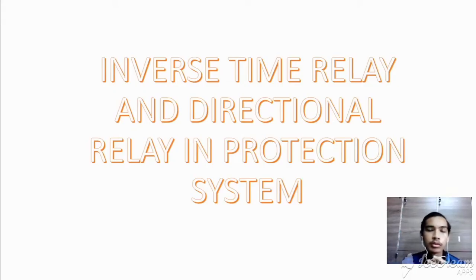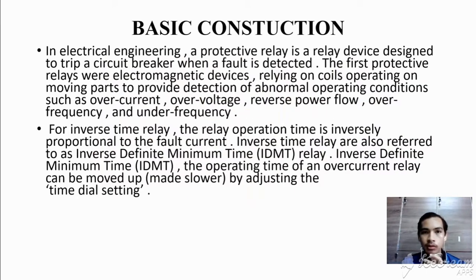Assalamualaikum warahmatullahi wabarakatuh. I will explain about inverse time relay and directional relay in protection system. First we look at the basic construction. In electrical engineering, a protective relay is a relay device designed to trip a circuit breaker when a fault is detected. The first protective relays were electromagnetic devices relying on coils operating on moving parts to provide detection of abnormal operating conditions such as overcurrent, overvoltage, reverse power flow, overfrequency and underfrequency.